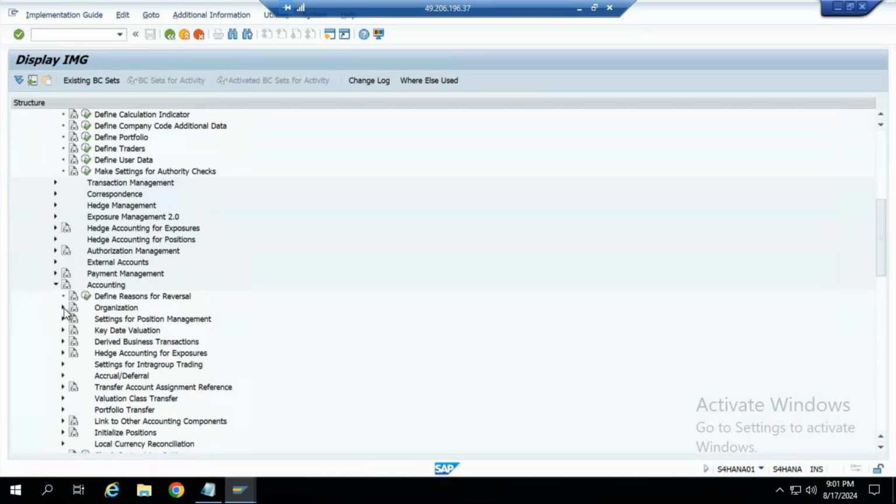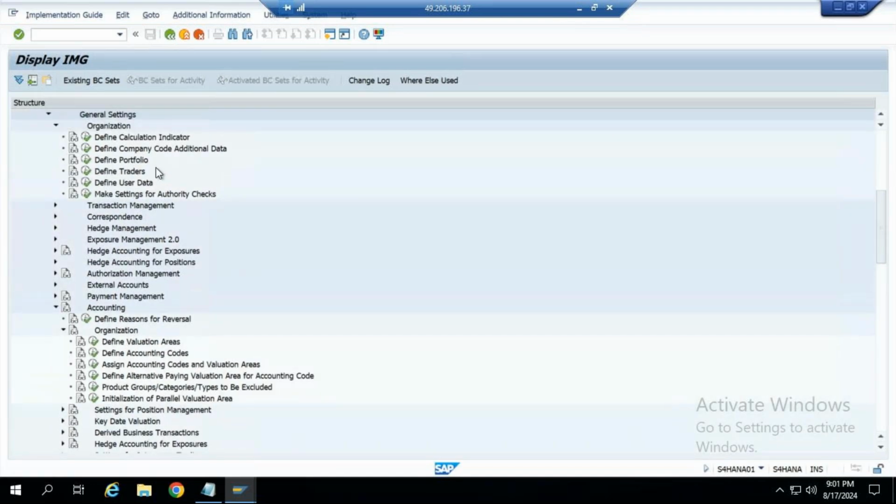These organization structures are very generic, but of course they have relevance. You can see the define company code additional data. The SAP Treasury module cannot work alone. Before you implement SAP Treasury or start the configuration, you must always ensure that your enterprise structures, FI, company code creation, and ledger settings are all done.